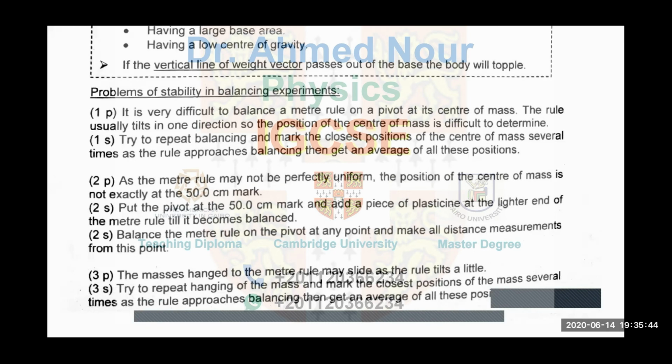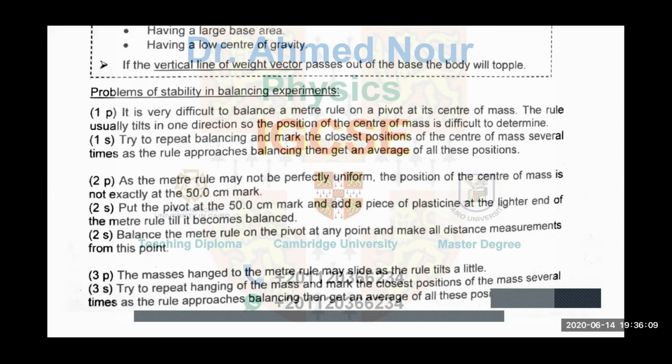In moments we have some problems and we have some techniques to solve these problems. First, it's very difficult to balance a meter rule on a pivot at its center of mass. It's a problem. So the rule usually tilts in one direction. So the position of the center of mass is difficult to determine. So what is the solution?